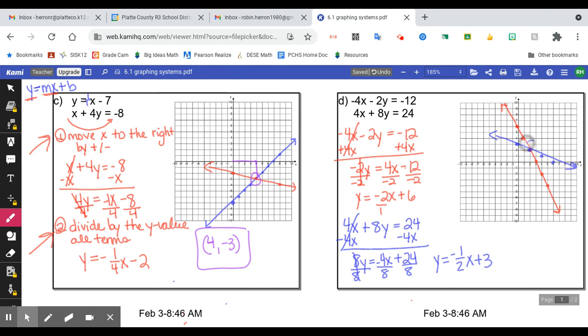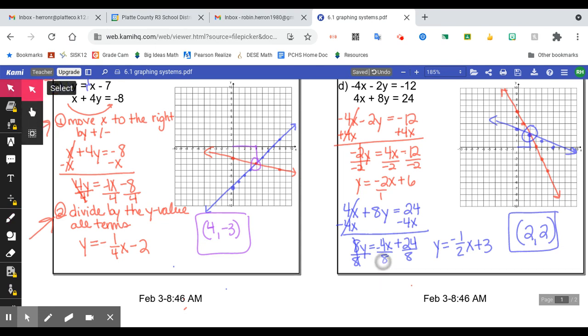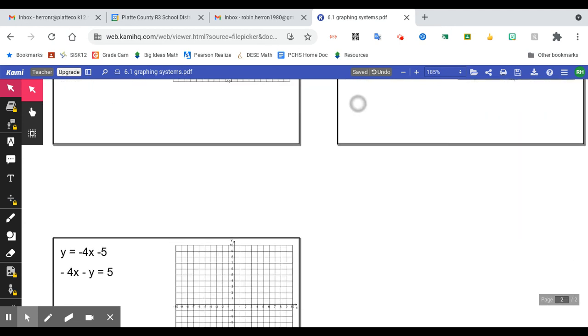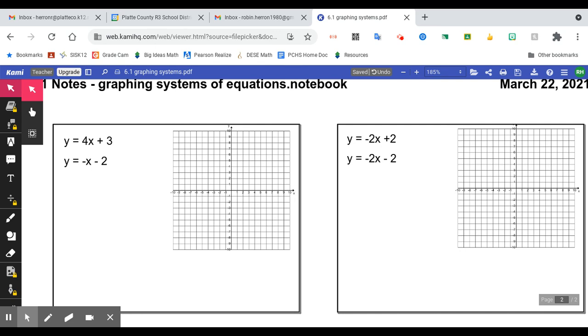Okay, so here's my point. To get my ordered pair, it's over 2, up 2. So 2, 2. Okay, excellent job. Hopefully you're catching on a little bit to how to rewrite. And we just have a few more. So take a minute and see if you can do this top one here by yourself. Pause it and come back and see if you did it right.